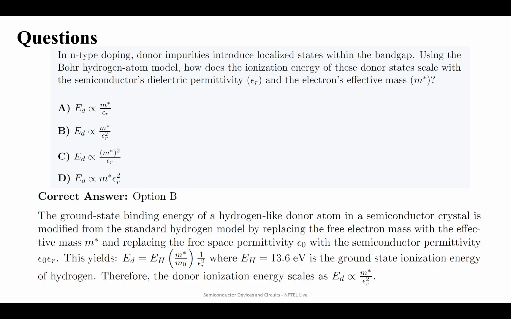So the correct answer is option B. The ground state binding energy of a hydrogen-like donor atom in the semiconductor crystal is modified from the standard hydrogen model by replacing the free electron mass with the effective mass m star and replacing the free space permittivity epsilon naught with the semiconductor permittivity epsilon naught epsilon r. This yields ED equals EH times m star by m naught times 1 by epsilon r square. Therefore, the donor energy scales as ED is proportional to m star by epsilon r square, which is option B.